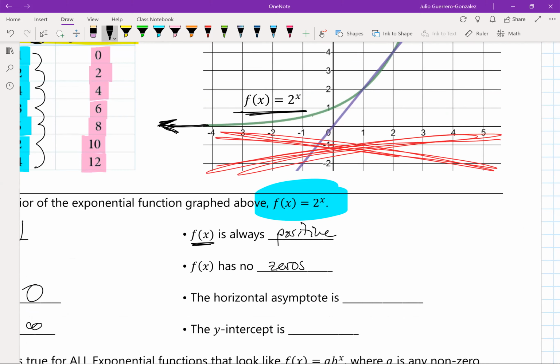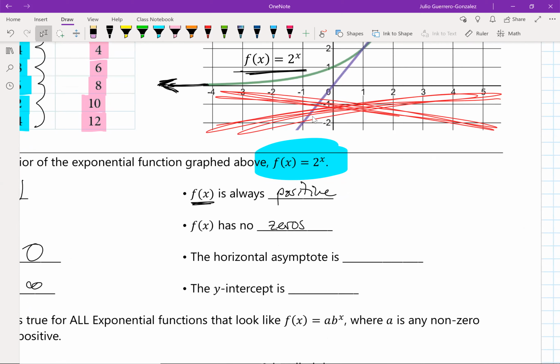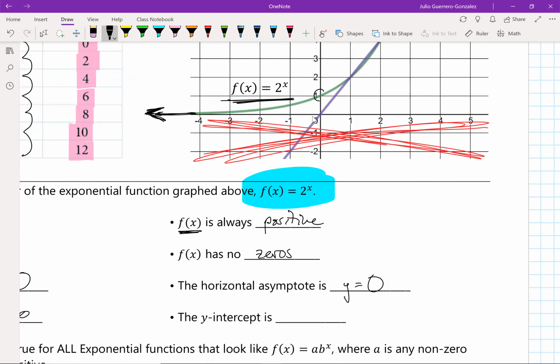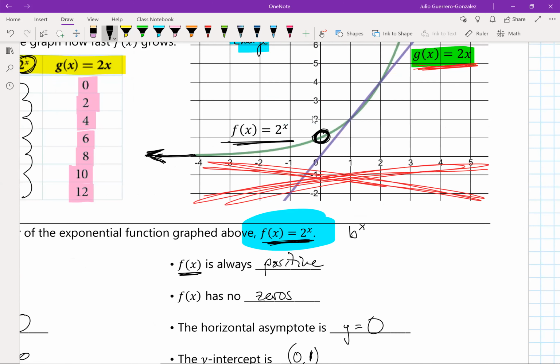The horizontal asymptote will be what? 0. Yep. And then the y-intercept, this one's a pretty nifty one. That point is (0, 1). So for this graph, and it doesn't matter what you graph, it can be b to the x, whatever b is, it will always cross through that point (0, 1). Got it?